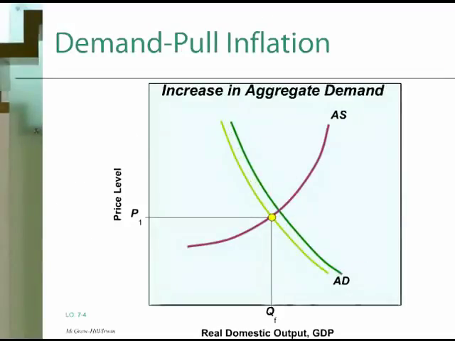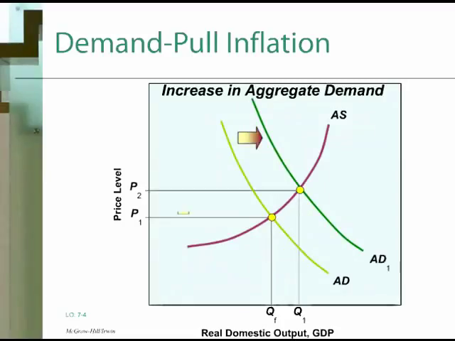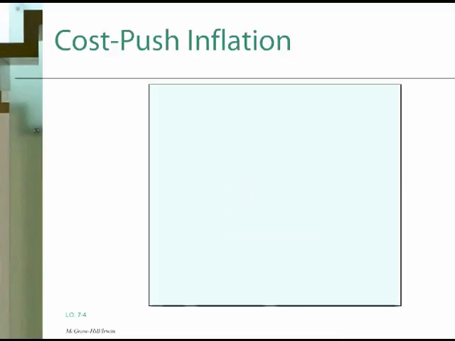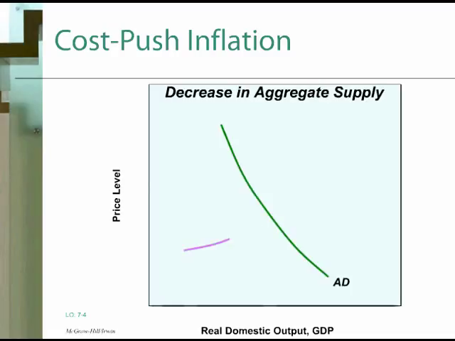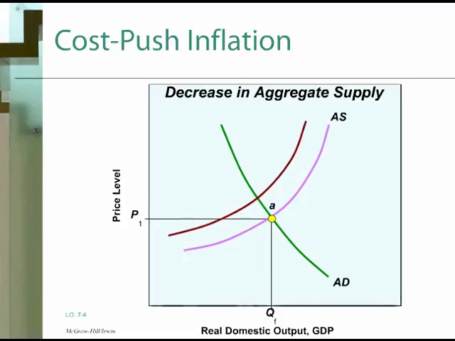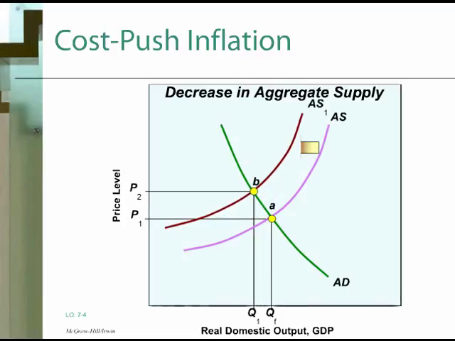Graphically, the increase of aggregate demand from AD to AD1 moves the economy to higher price and higher real output, causing demand-pull inflation of P1 to P2. It also causes a positive GDP gap of Q1 minus QF. A leftward shift of aggregate supply from AS to AS1 raises the price level from P1 to P2 and produces cost-push inflation. Real output declines, and a negative GDP gap of Q1 minus QF occurs.